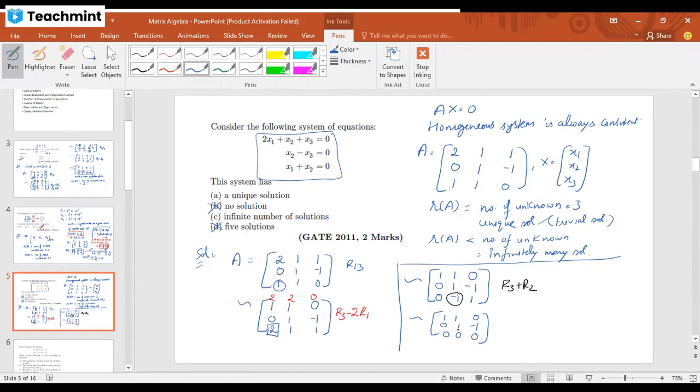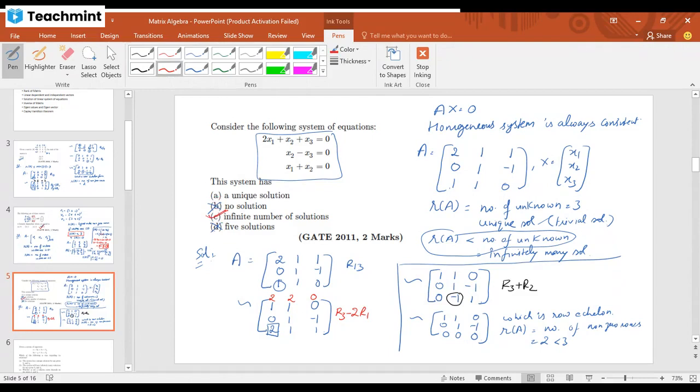Now clearly it is in row echelon form. And here the rank of the matrix is equal to the number of non-zero rows, which is equal to 2. And definitely it is less than 3, that is the number of unknowns. So it means that if the rank of a matrix is less than the number of unknowns, the system has infinitely many solutions. So the correct answer is option C.